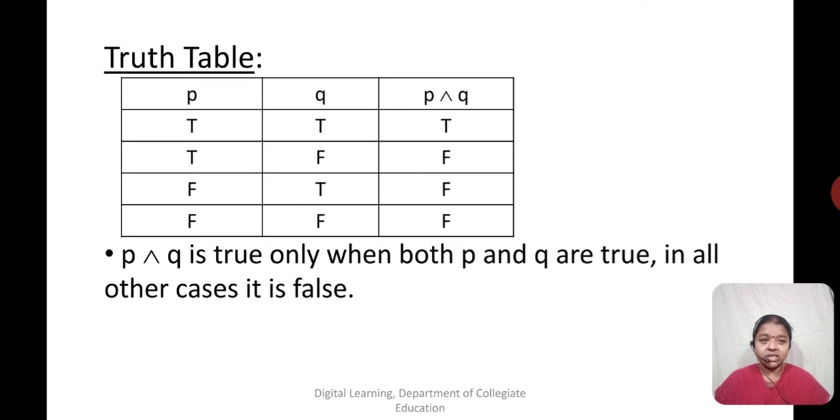Now since it is AND, we will be checking for both the conditions. That is, if both the propositions are T, then its answer is also going to be T. If either of them is false, then the entire answer is going to be F. So it is written in words as: P and Q is true only when both P and Q are true. In all other cases, it is false.